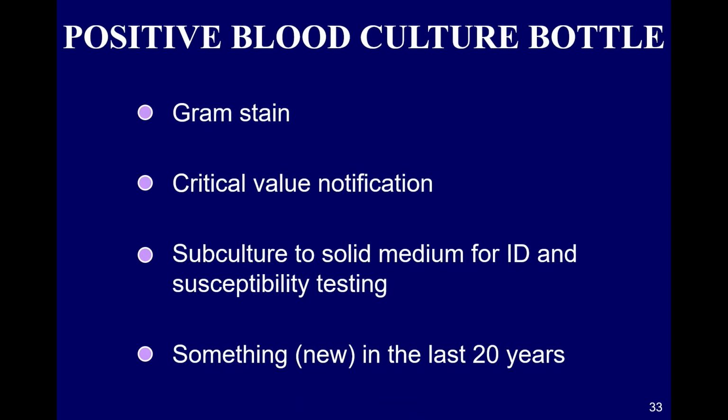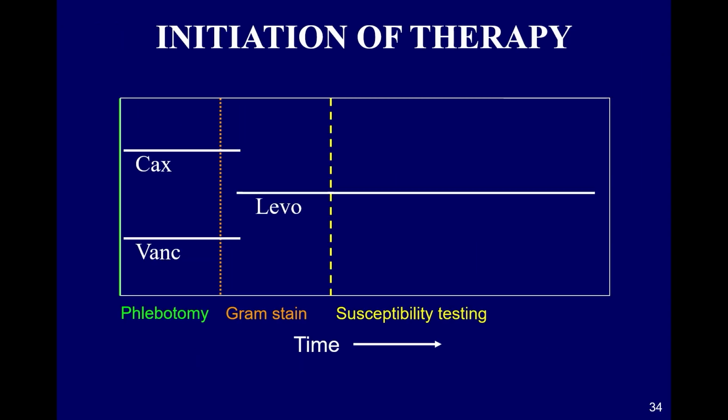All right. So we went through a lot of this. In the old days, a positive blood culture bottle would get a gram stain. That's the first thing we would do. We would pull the bottle off, do a gram stain. In our lab, of course, that's a critical value, right? You got to call the floor, call whomever with that result. And then in the old days, you subculture it for ID and susceptibility. And then we talked a lot about what's happened in the last 20 years as far as molecular testing and stuff like that, right? Here's a study.